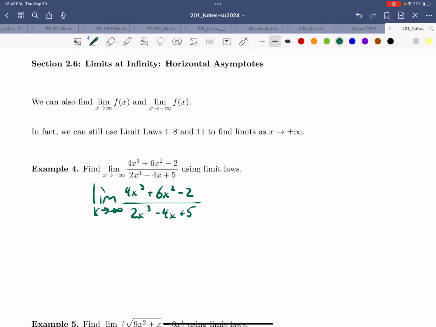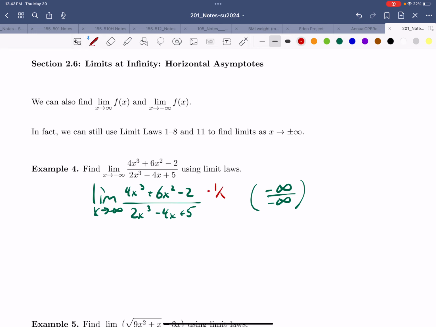So we have something like this. What happens if we plug in negative infinity? Well, we get negative infinity over negative infinity. This is not helpful because we can't use limit laws. So we need to have limits that exist in the numerator and the denominator.